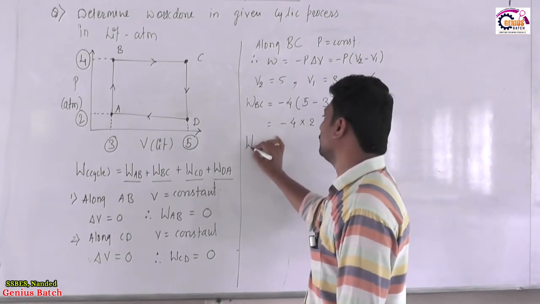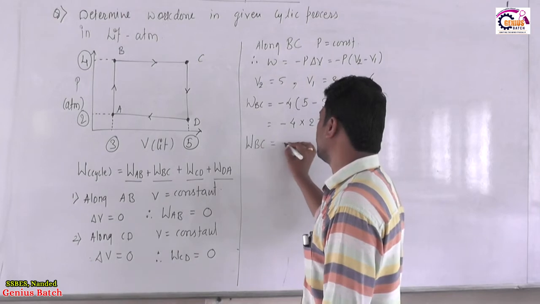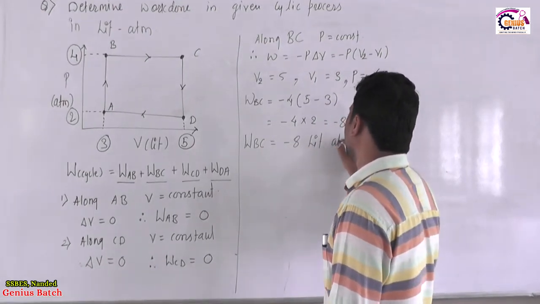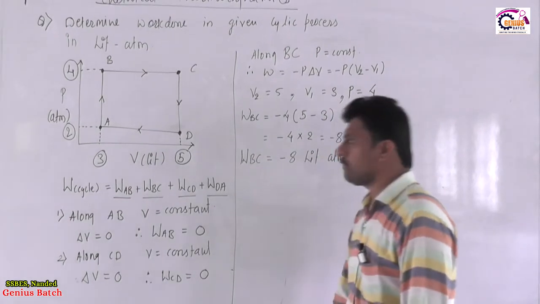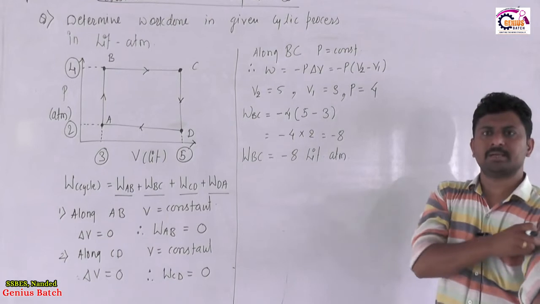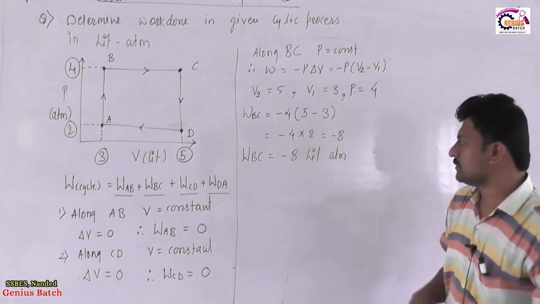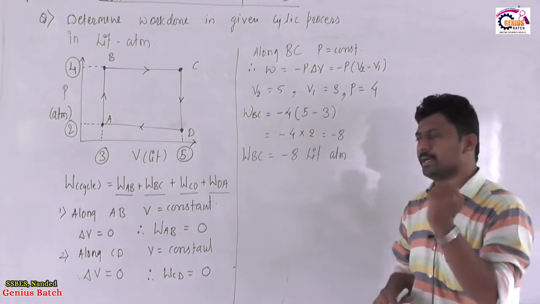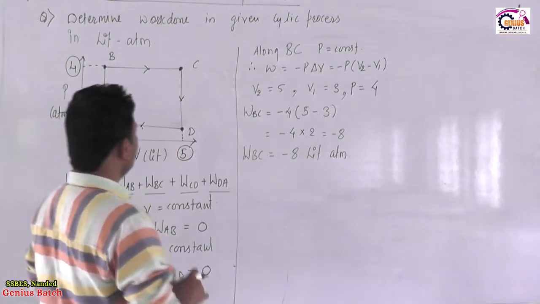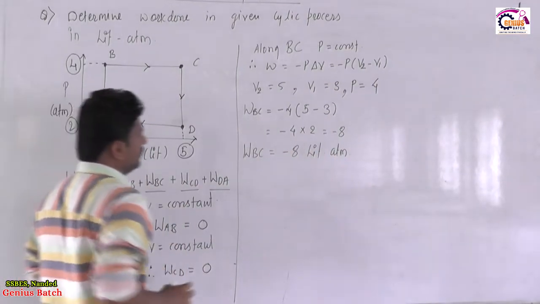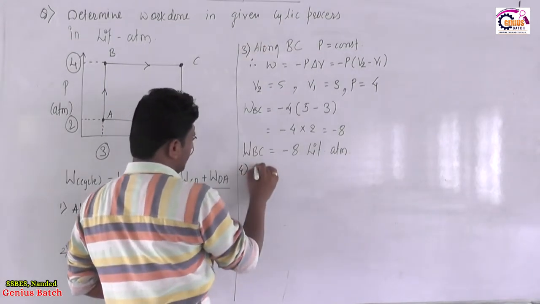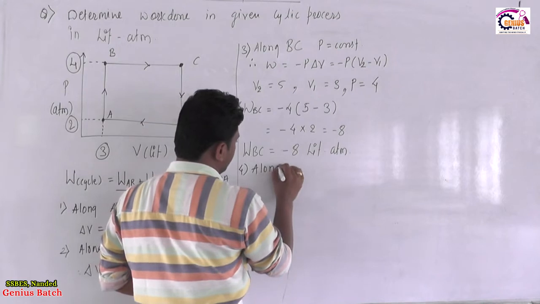So work for step BC is equal to minus 8 liter atmosphere, because volume is taken in liter and pressure is taken in atmosphere. So work done becomes liter atmosphere. Likewise, we will calculate work done in the DA step. So this one is the third step and the fourth step is along DA.